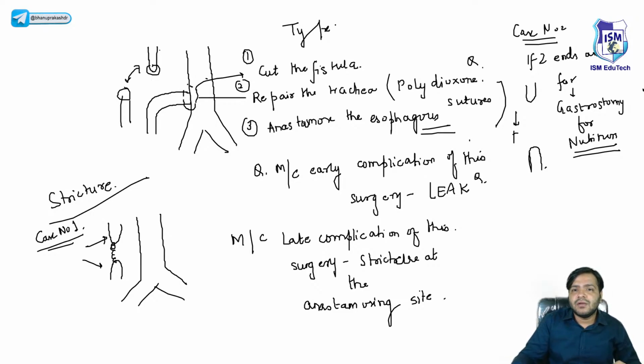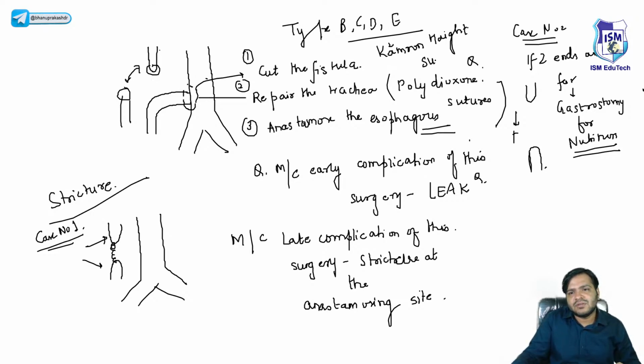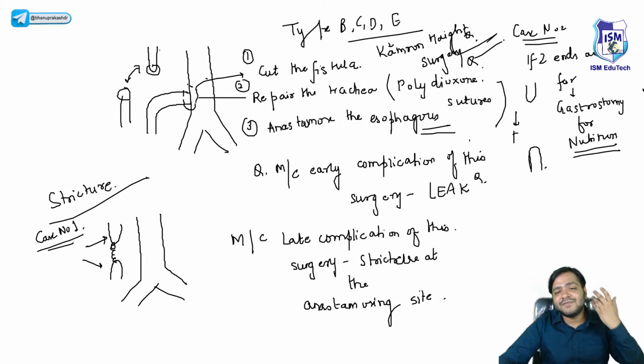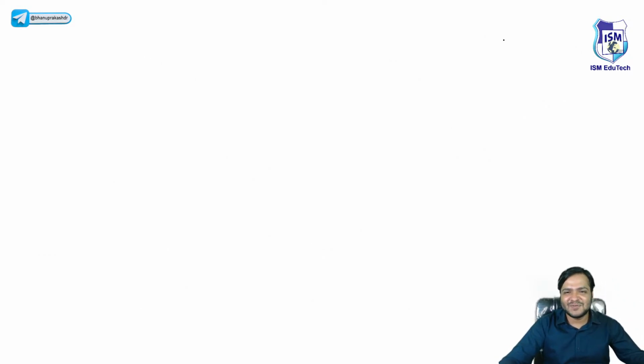So yes, for type B, C, D, E, we do this particular surgery, and that is the Cameron Heights surgery. It has just been given a name; you don't have to perform the surgery, you just have to learn it. Cameron Heights surgery is the name for this particular thing. I hope this is clear to everyone. This was in very layman's language what I've discussed with you today.